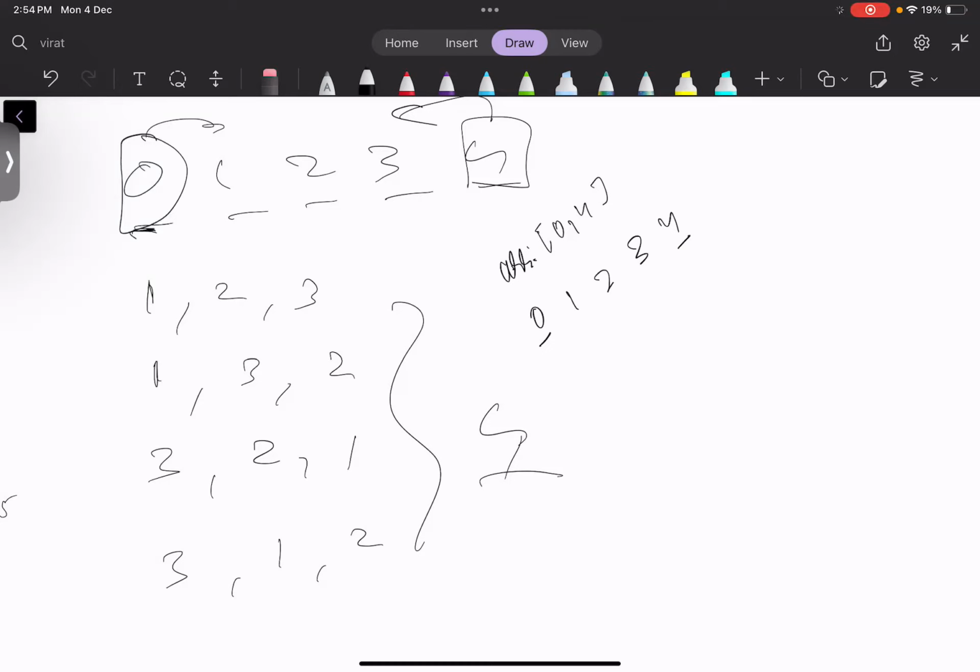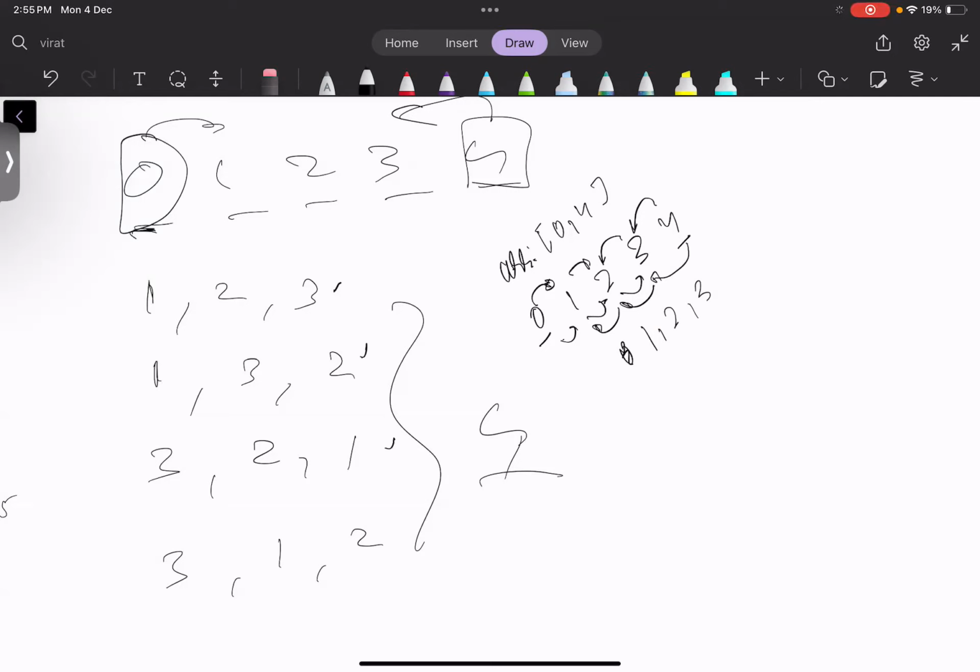So the ways could be, first the infection goes from 0 to 1, then 1 to 2, and then 2 to 3. So this is a way, 1, 2, 3, as written here. Similarly, another way could be, first the infection passes from 0 to 1, then the infection passes from 4 to 3, and then 2 gets infected. This is the second way. Another way could be that infection passes from 4 to 3, then 3 to 2, and then 2 to 1. This is the third way.